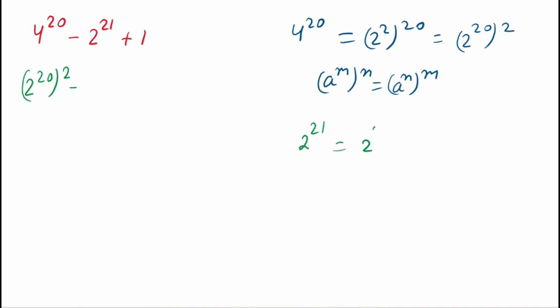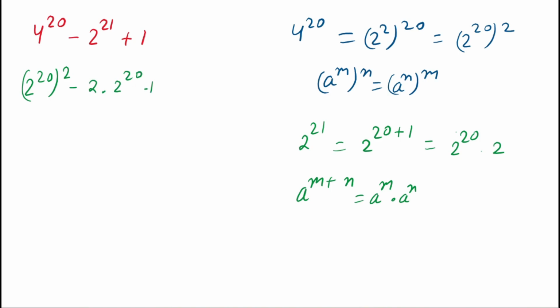This is the same as 2^(20+1), and by using the rule a^(m+n) = a^m times a^n, this is the same as 2^20 times 2, so it is 2 times 2^20. And if we multiply by 1, the number is not changed, plus this one is the same as 1 squared.